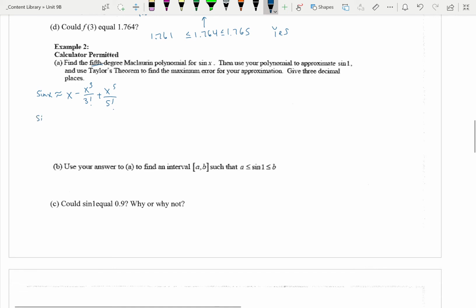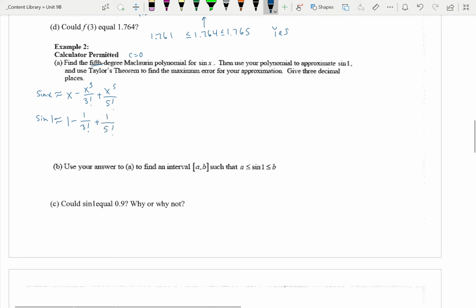So let's see, 1 is pretty close to 0, right? c equals 0 here. So 1 is pretty close to 0, so we would expect this to be a decent approximation. So sine of 1 is approximately equal to, I'm just going to replace every single x with a 1. So we've got 1 minus 1 cubed over 3 factorial plus 1 to the fifth over 5 factorial.